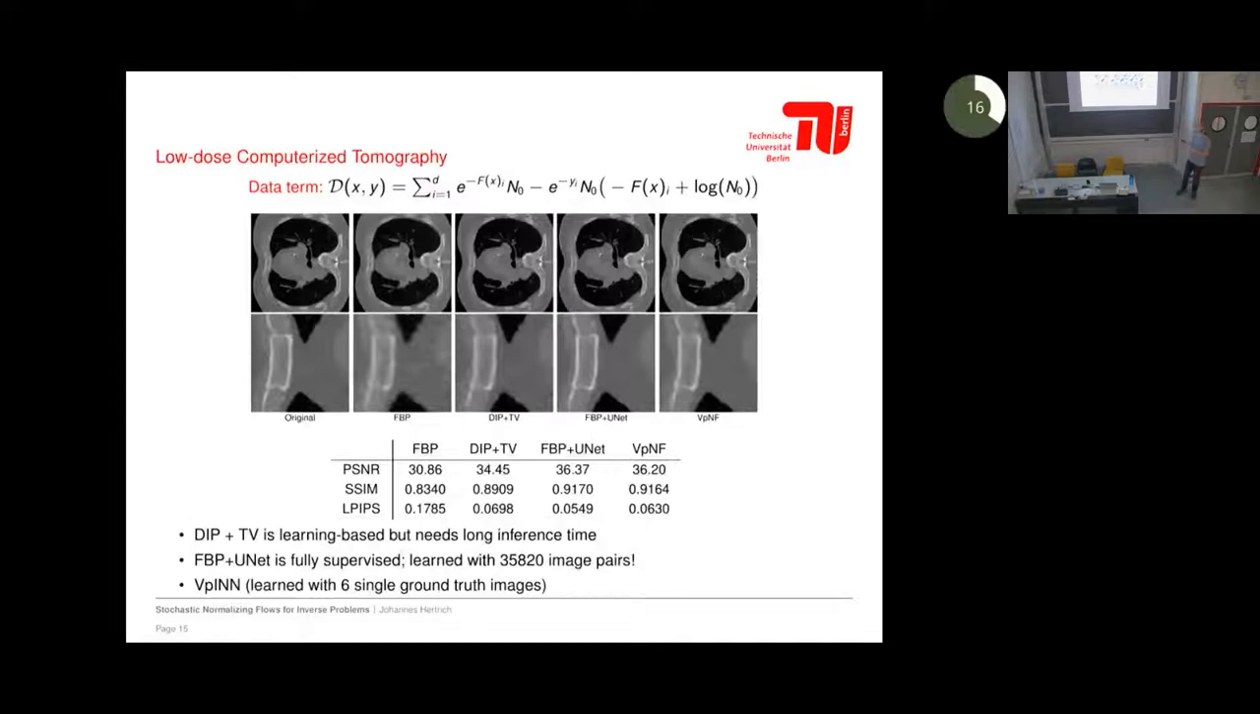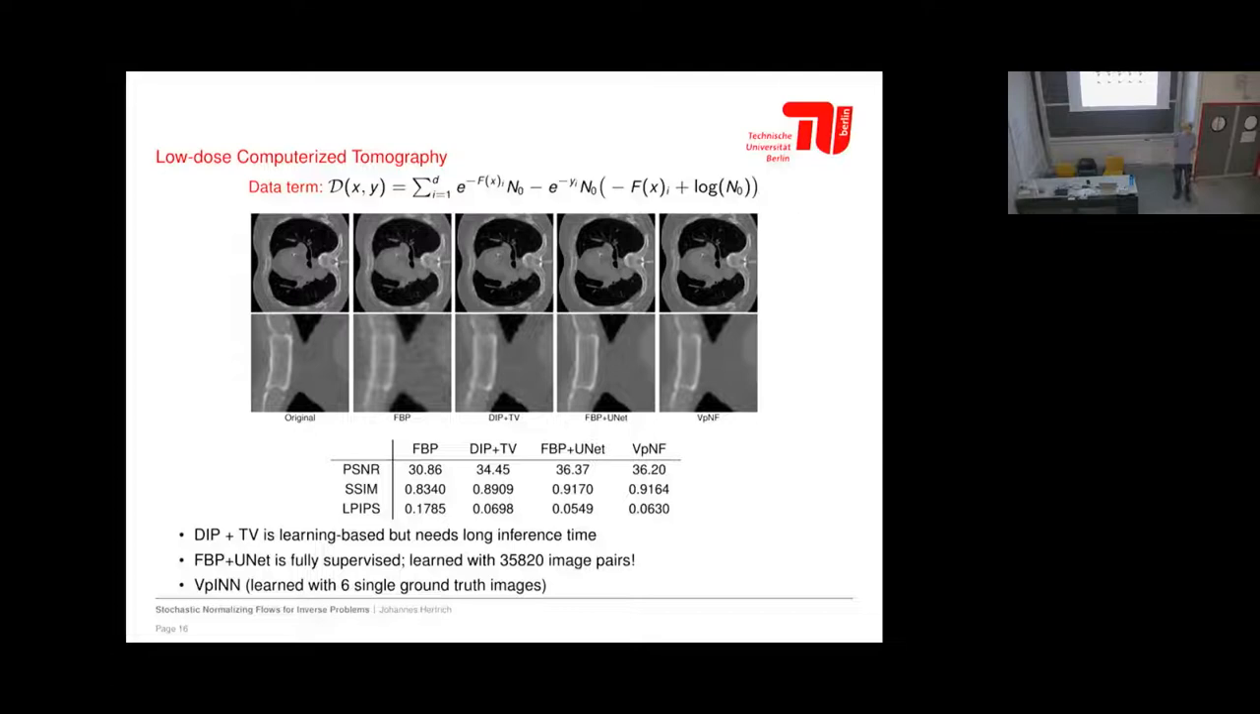And we can also apply it on computerized tomography. And here we have usually Poisson noise, so the data term looks a little bit different. And here we compare with the baseline filtered back projection, which is, I think, often used, and also one unsupervised method and one supervised method here. Yes, this is a deep image prior. And we see that our patch normalizing flow is very close to the supervised method, even though it's trained completely unsupervised, and it just needs 6 ground truth images, while the supervised method needs 35,000 ground truth images plus labels.